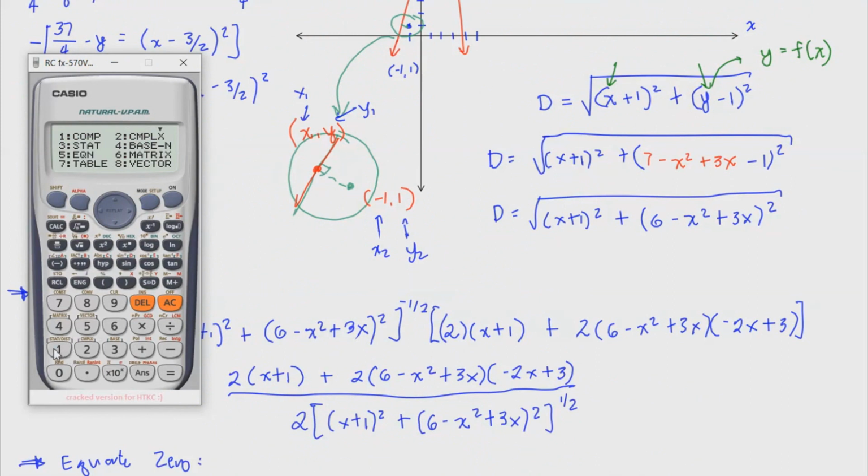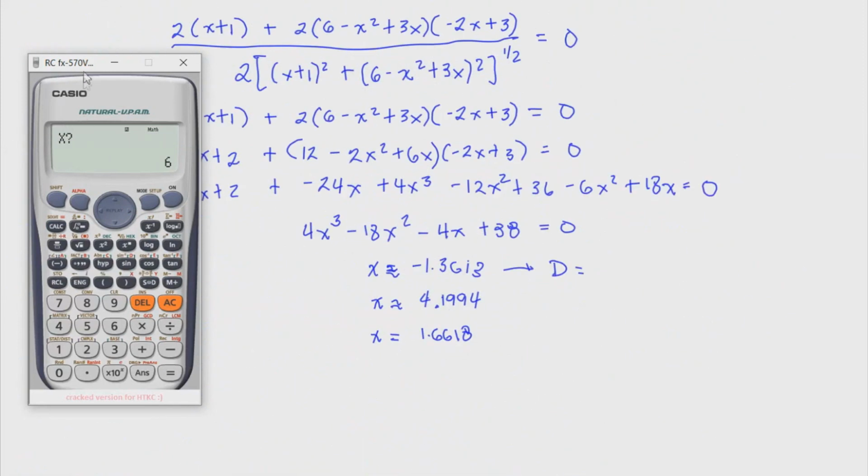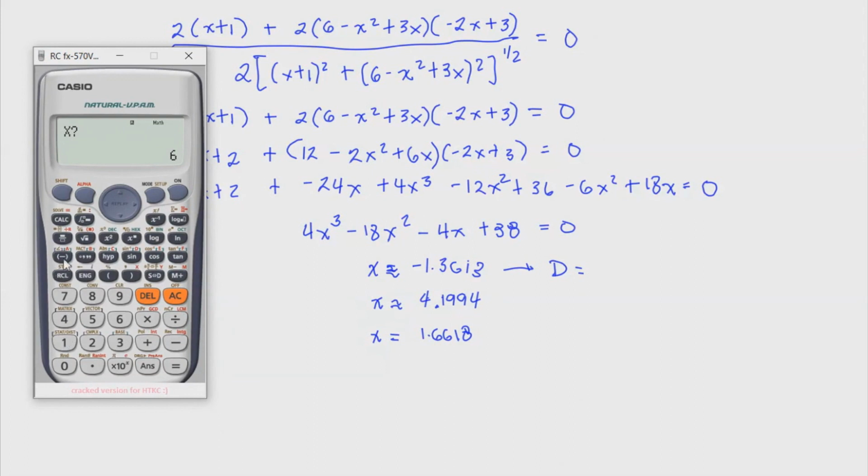so I'll be typing this equation right now. So I have the square root of x plus 1 squared, and then plus 7 minus x squared, then plus 3x. So it should be 6 pala, but I already wrote it. That's squared. And then we press calc, meaning we calculate the value, and then we substitute all of these critical values. So we have 1.3613. Okay, so the distance is 0.3667.